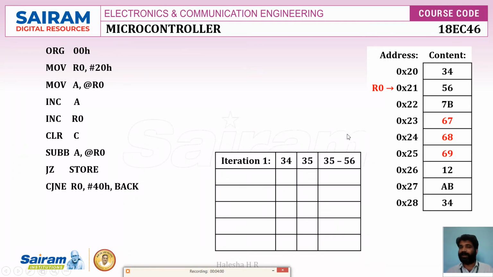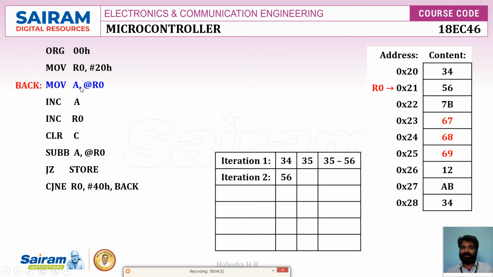Here it is not the last address, because R0 is 21h and the last address is 40h. They are not equal, which means go back. Go back means get the second number. Now R0 is pointing to the location of the second number. So go back to get the number. Now R0 is pointing to 21h. It contains 56, which is copied into A.